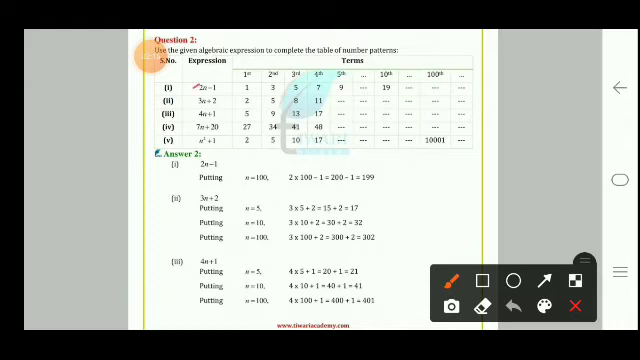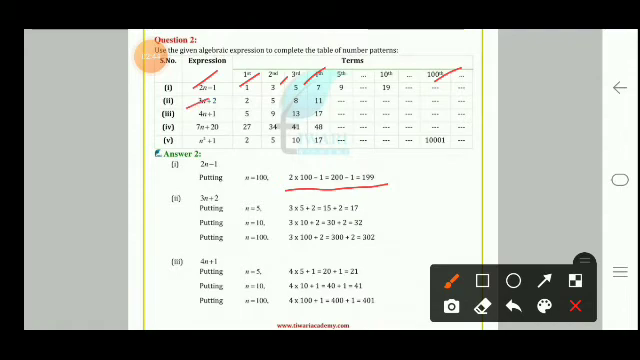First is 2n minus 1. As we put n equals 1, 2 into 1 is 2, minus 1 is 1. Then we put 2, then 4 minus 1 is 3. Then we put 3, then 6 minus 1 is 5, and likewise. So we have to fill all these dotted spaces. Putting n equals 100 means 200 minus 1, that is 199.